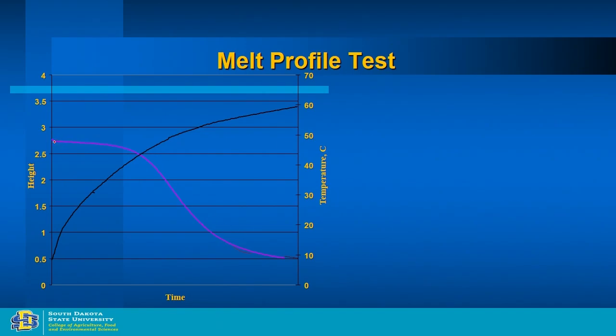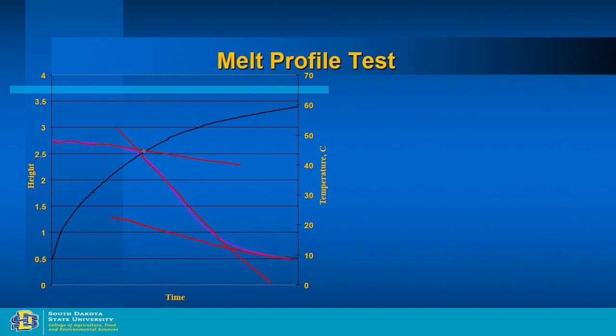Initially, a slow melting region, and then in the middle there is flow happening, and at the end not much flow is happening. So if you draw three tangent lines to the data, you get separate regions. This is the softening region, this is the melting region, and this is the post melt.